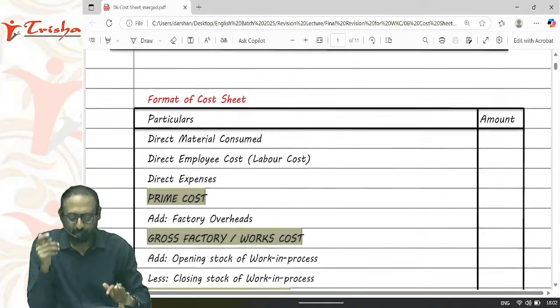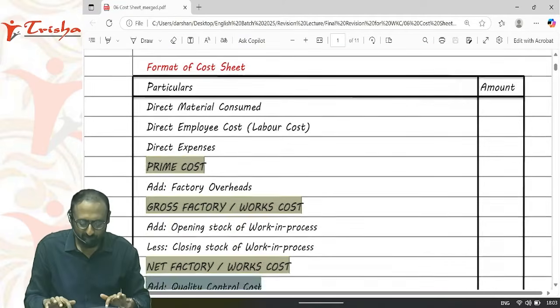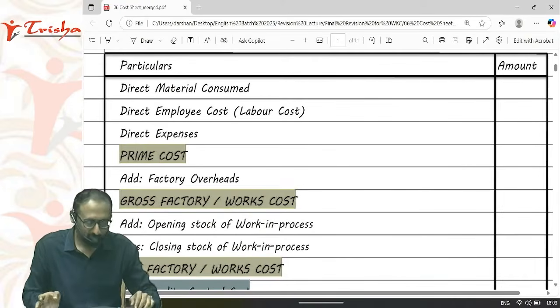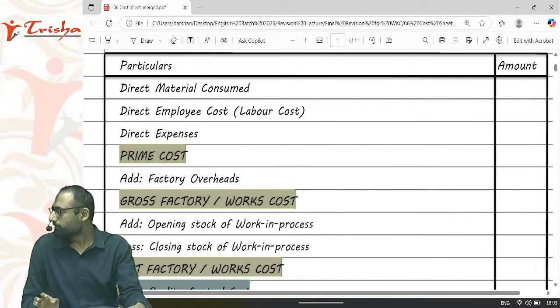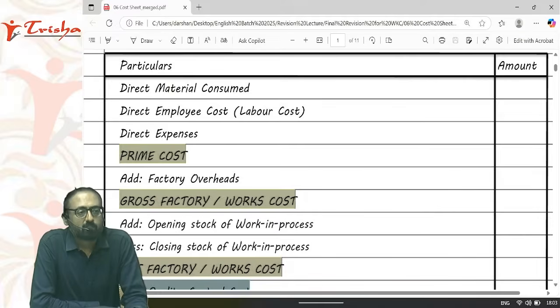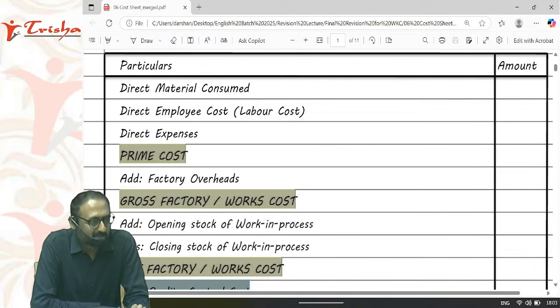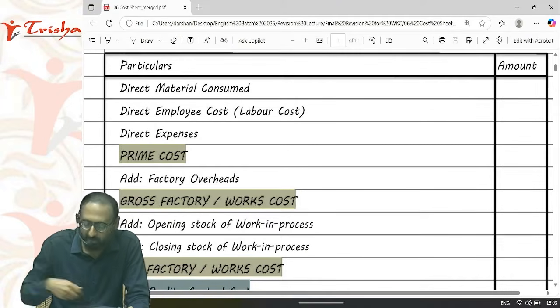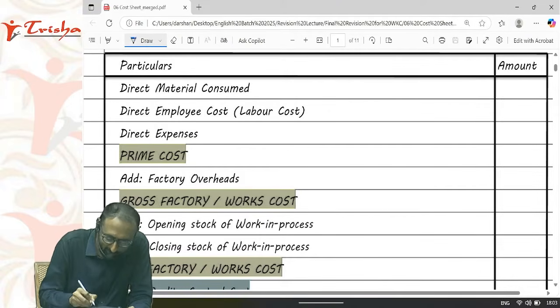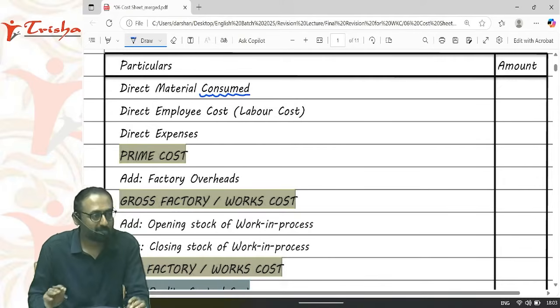So start. What is the first item of the format of the cost sheet? Tell me, online students. What is the first item of the cost sheet? Is it direct material purchased or direct material consumed? Direct material consumed. Okay, main important part, direct material consumed.